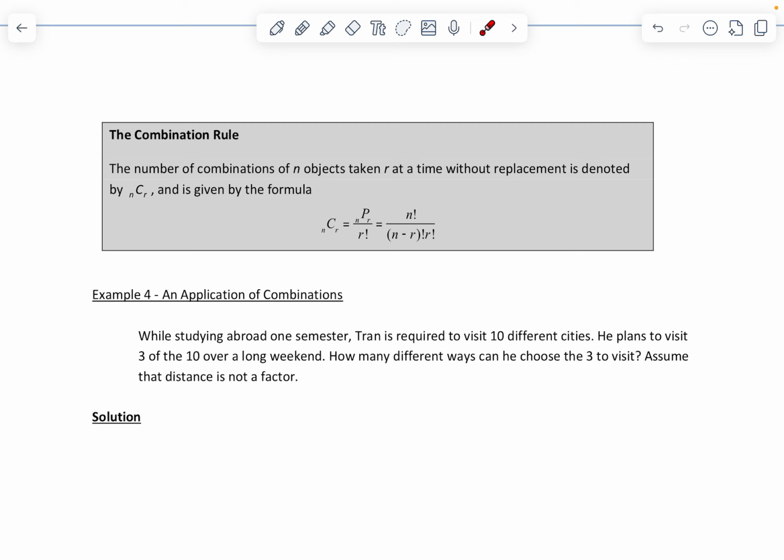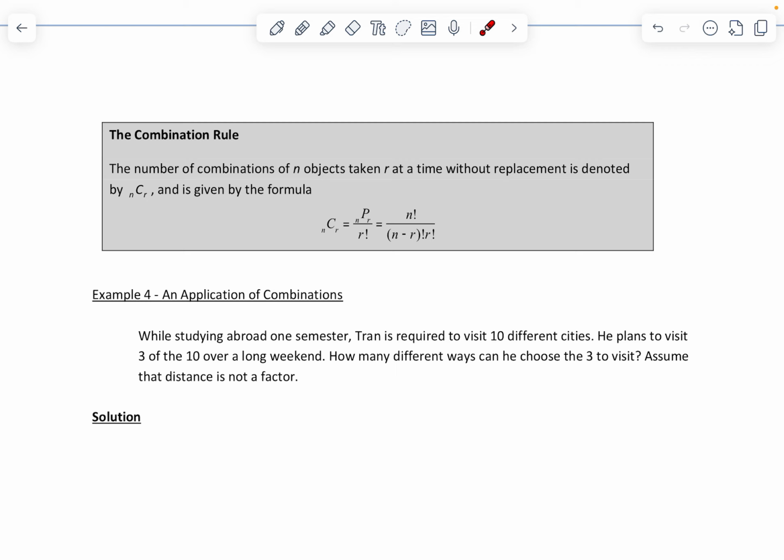While studying abroad 1 semester, Tran is required to visit 10 different cities. He plans to visit 3 of the 10 over a long weekend. How many different ways can he choose the 3 to visit? Assume that distance is not a factor. The problem does not say anything about the order in which they will be visited. All we care about is choosing 3 of 10 cities to visit, right?